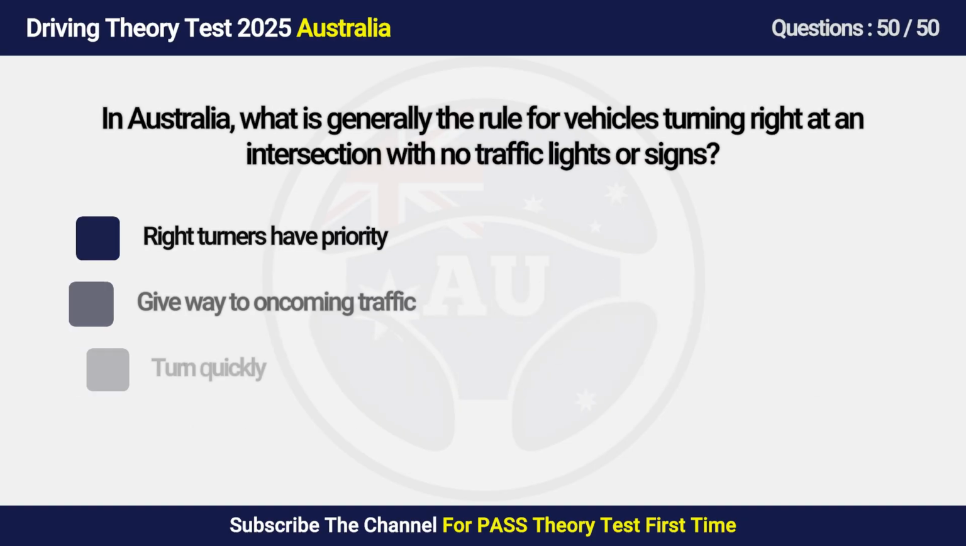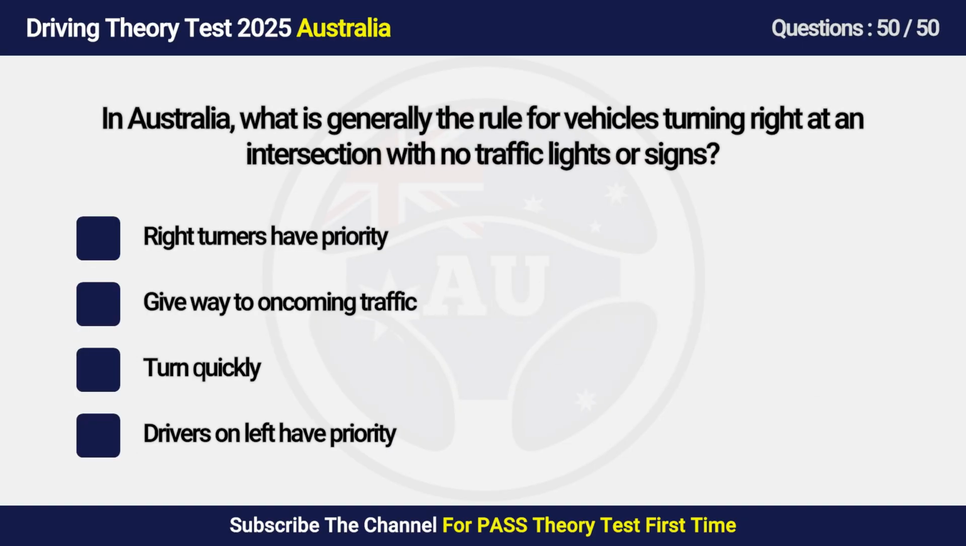Question 50. In Australia, what is generally the rule for vehicles turning right at an intersection with no traffic lights or signs? A. Right turners have priority. B. Give way to oncoming traffic. C. Turn quickly. D. Drivers on left have priority.